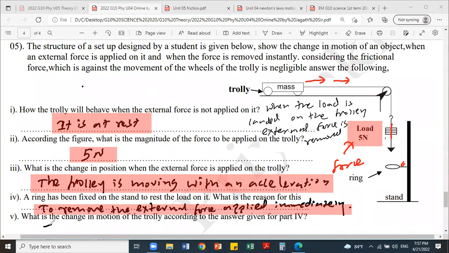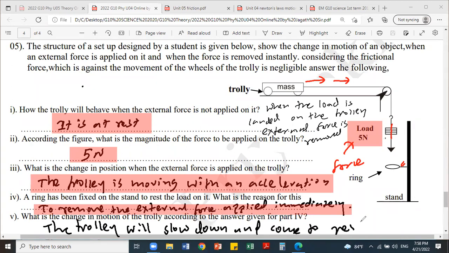What is the answer of part 5? The trolley will slow down and come to rest after some time. Or you can write the velocity of the trolley decreases. The velocity of the trolley will decrease. Either one.